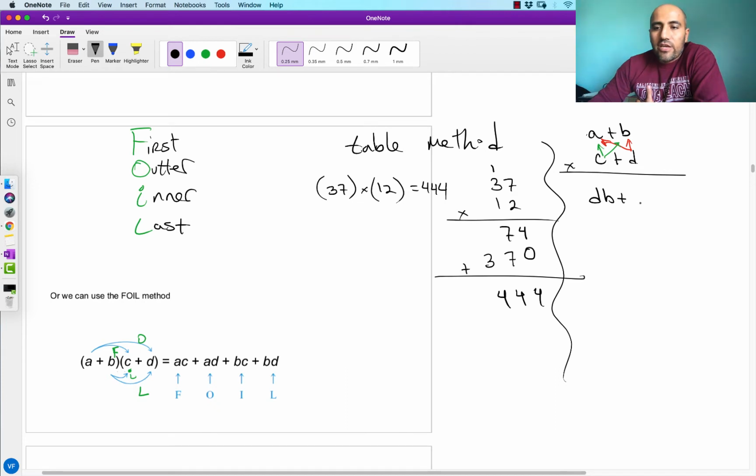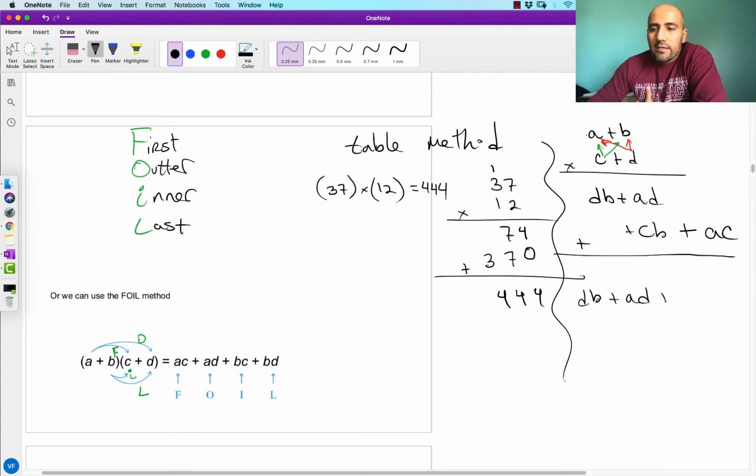So if that changes, just keep that in mind. You have to keep track of that. Then we have AD. And then we don't have this space holder of 0, but we do have to keep in mind that we can only add like terms. So then next we have the C and the B, so plus CB plus AC. Good. And then we kind of add them all together, and none of them are like terms, so we're just going to end up with BD or DB plus AD plus CB plus AC.